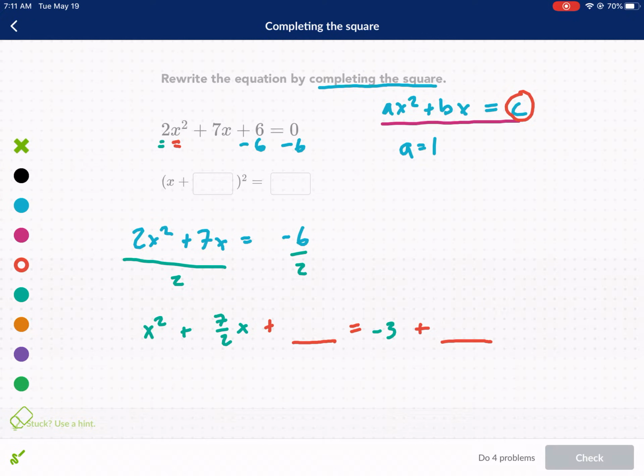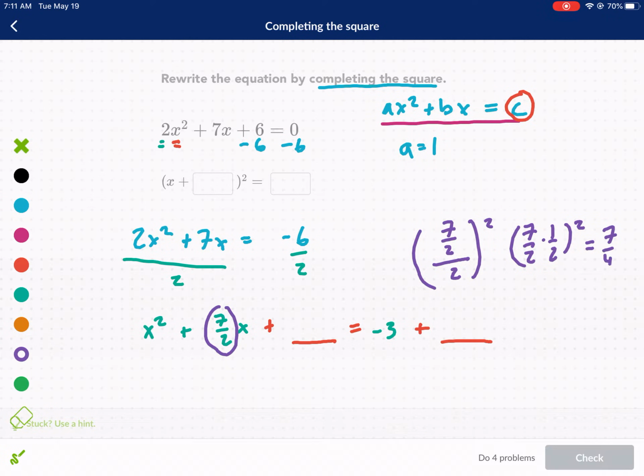Alright, so the next step I'm going to do is decide what I'm going to add to both sides. To do that, I'm going to take the middle coefficient and divide that by 2, and then I'm going to square it. Now this looks really messy, but really we can rewrite this as 7 over 2 times 1/2 and then squaring it. So that gives us 7 over 4, and then we square that. And really what we do is we just square the top and square the bottom. So we get 49 over 16, and that's what we need to add to both sides, 49 over 16.